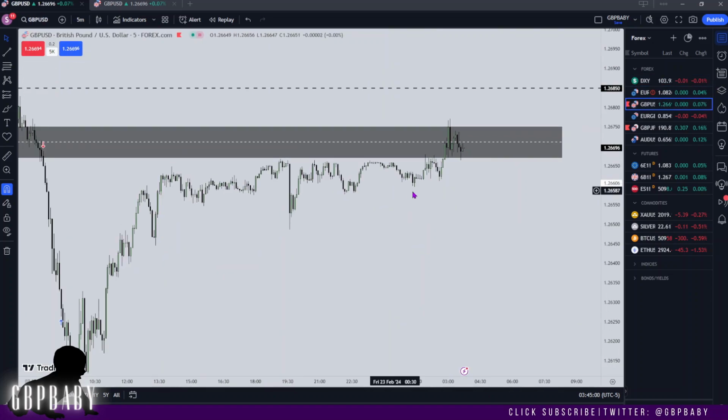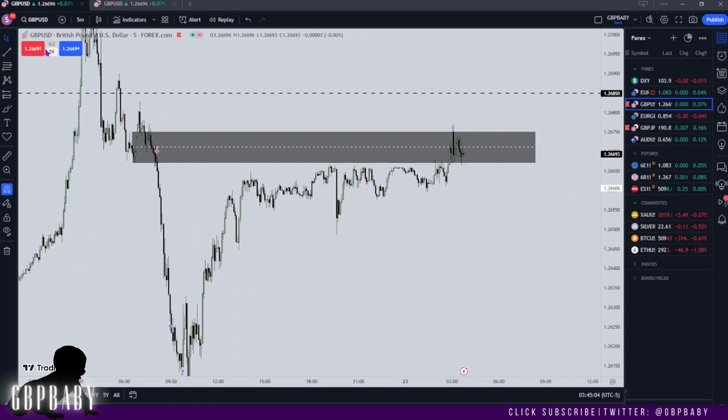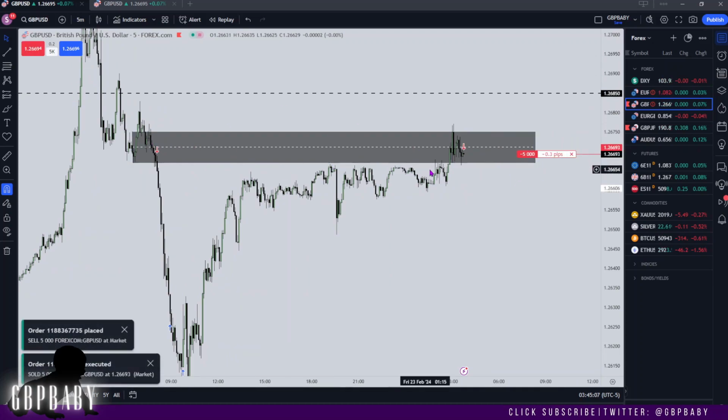Also GBP, you can see GBP rallied a little bit higher. We can short on GBP as well, and you'll see that we actually shorted here yesterday as well, pretty much exactly the same price, which is interesting.